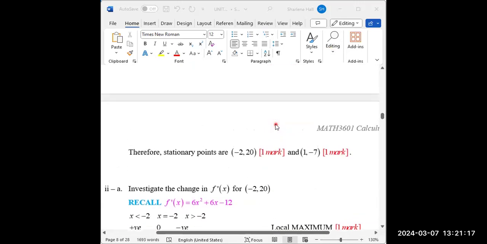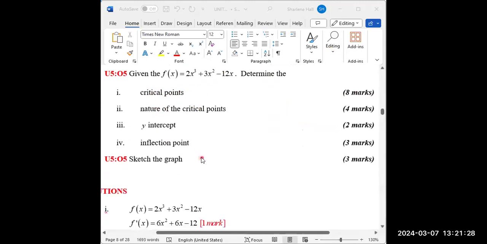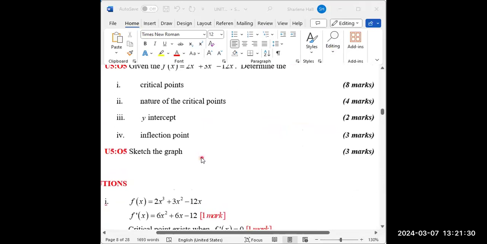So now that I've found my stationary points, I need to determine the nature of the stationary points. So the question says, now I have the stationary points, all of 8 marks. I now need to determine the nature of the stationary points.